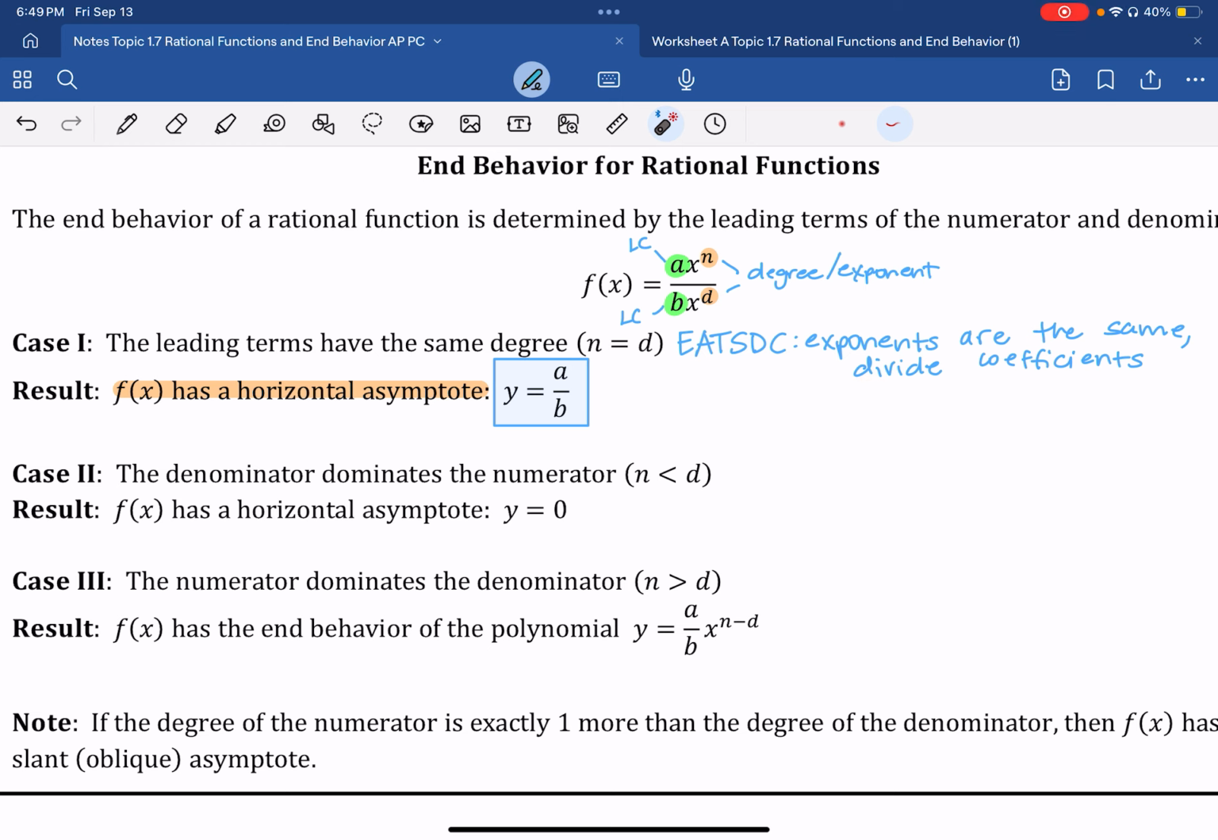The y equals is very, very crucial. If on the AP test you do not put the y equals, it will be marked wrong. Okay? The y equals is important because that lets the reader know that this is a horizontal line. If you have x equals a number, then it'll be a vertical line. And we're going to do vertical asymptotes soon.